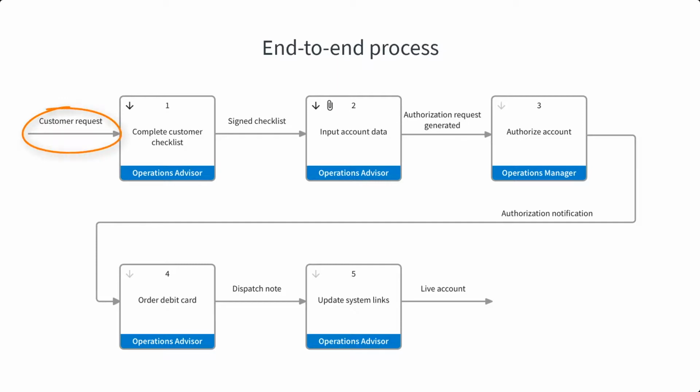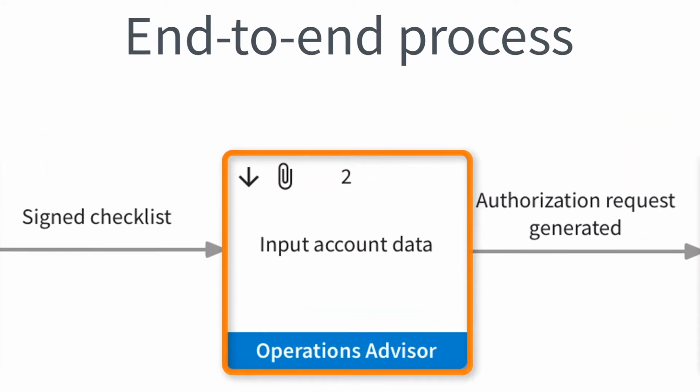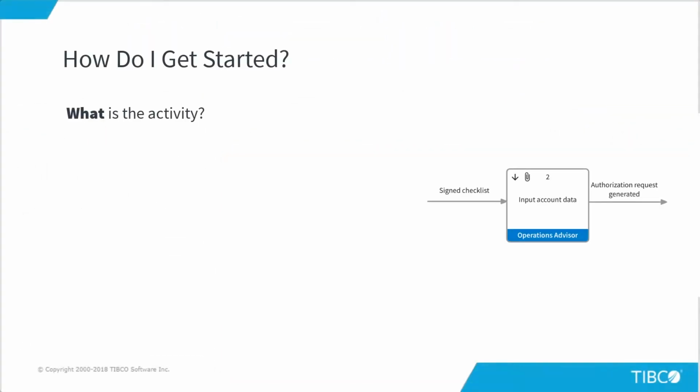Jody's initial step when creating a process is to define the scope. The scope is depicted by the first input and the final output flow line. Next, she'll add activities. Activities are the building blocks of diagrams, and the activity content is defined by answering the following questions. What is the activity?